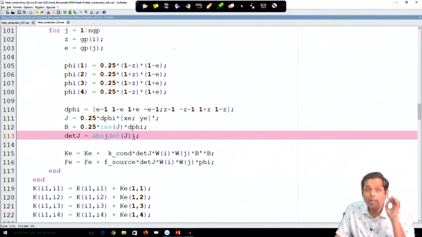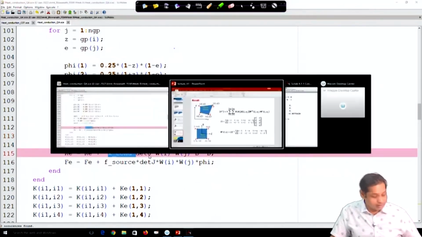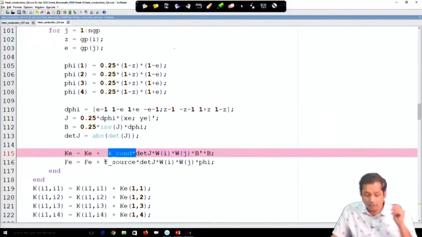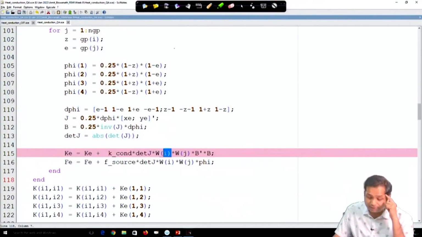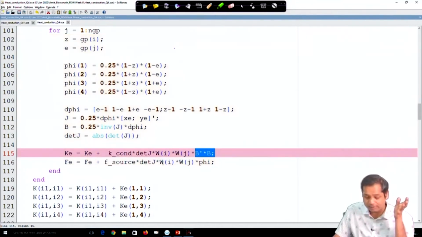So the integration rule is, this K is a constant, then the determinant, this is the integration rule, if you recall. Now determinant of J, weight in xi direction, weight in eta direction, and then B transpose B. Similarly, the source term also will be integrated over the entire element, and this is the integration.